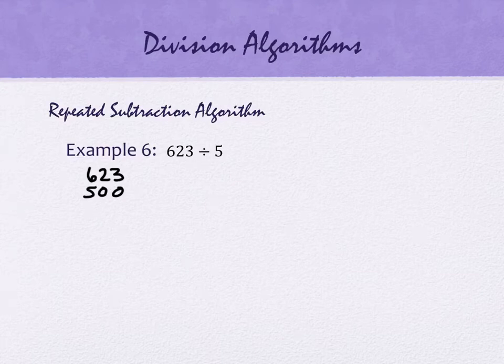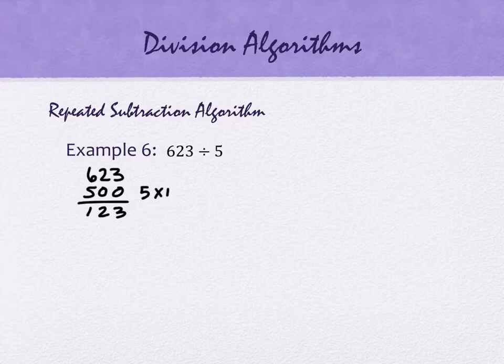So I can actually subtract 500 from this. That's possible. And I get 123. And what I actually did to get 500 is I did 5 times 100. So out to the side of this, I'm going to write down 5 times 100 because it's going to be easier to find out my answer if I've written those to the side.